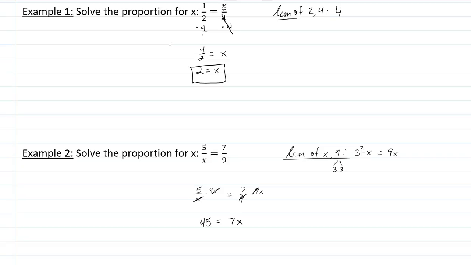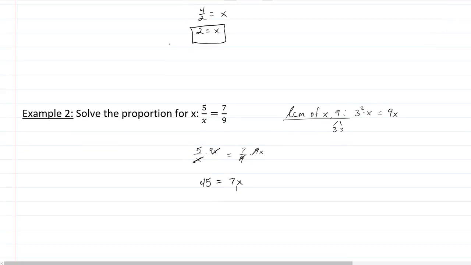Now I solve this like any normal algebra equation and divide both sides by 7 to get x by itself. So x ends up equaling 45 over 7, and that can't be reduced. So we can get fractions as an answer to a proportion, which may seem kind of weird, but it's a totally valid solution.